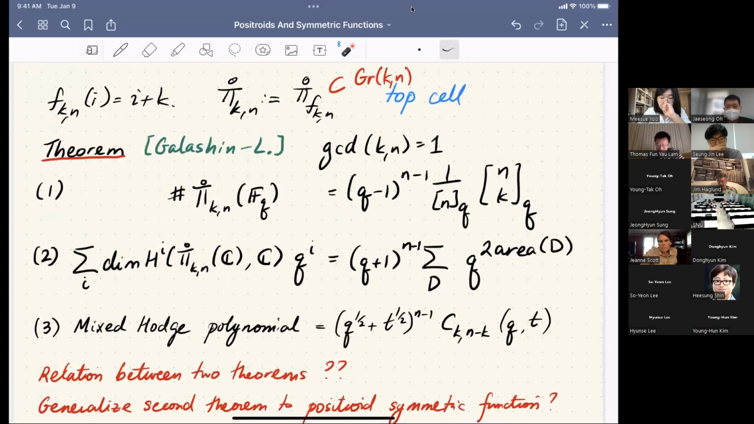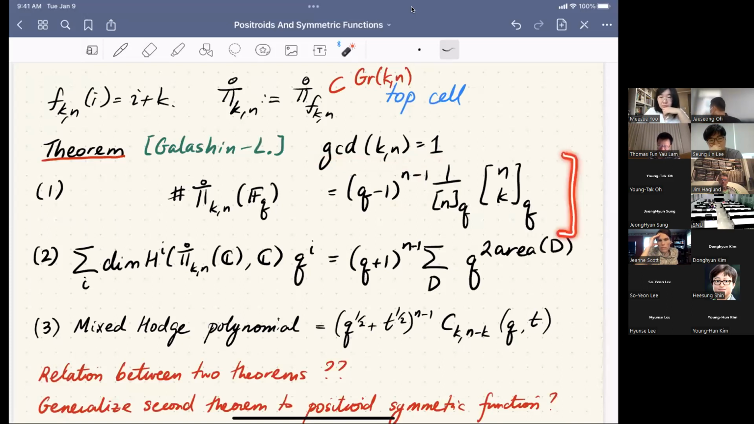it turns out that we get basically the two different q-Catalan numbers by doing two different very obvious things. One is I just want to count the number of points in the positroid top cell. And it ends up that we basically get a q-Catalan number, the algebraic q-Catalan number, up to some simple factor. And this result requires a GCD condition on k and n. So there's a variant of this result which we'll talk a little bit more about.